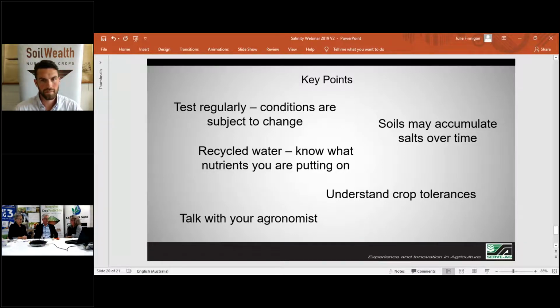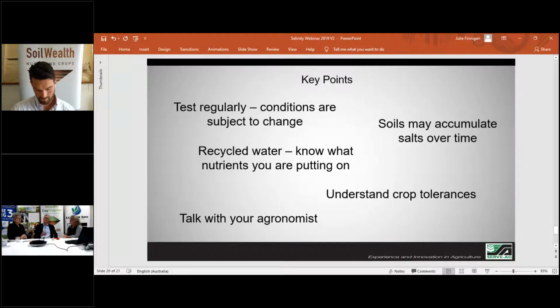Soils can accumulate salt over time. So it depends, like the variability of crop growth in the paddock could be in relation to the underlying clay impermeable layer. We often find that will vary as well and can make a big difference. Recycled water, know what nutrients you're putting on. And it changes in quality as well.